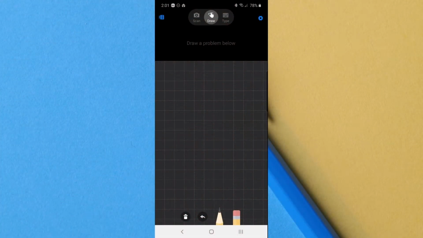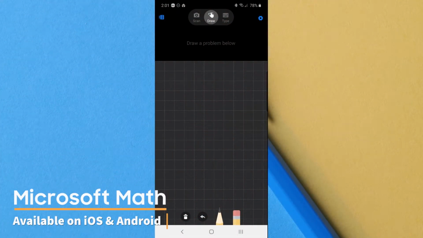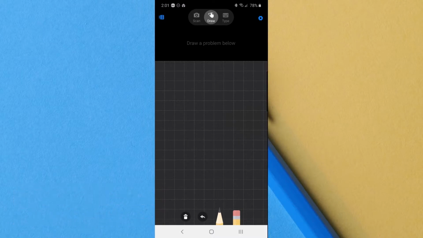Here it is. This is Microsoft Math. So Microsoft Math is essentially, like I said in the intro, a math solver. It gives you all the steps and everything. It's basically one of the apps that I wish was free and was readily available from a trusted company when I was in high school, because I'm terrible at math. And it's here. So it works really well.